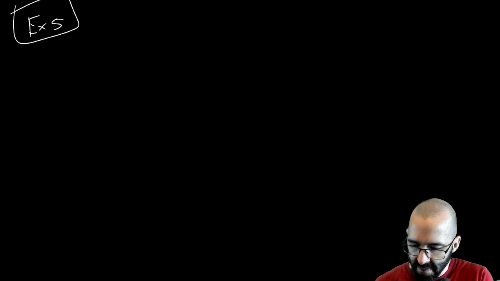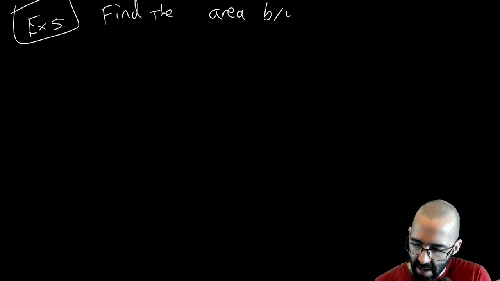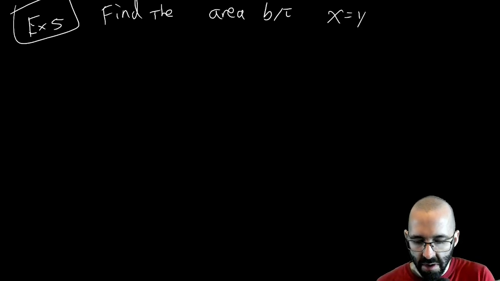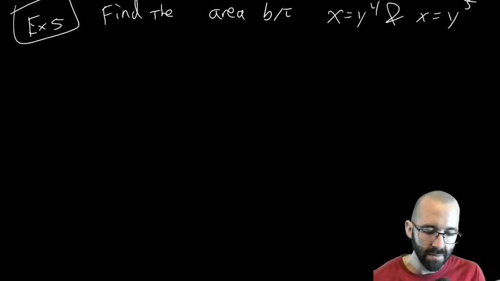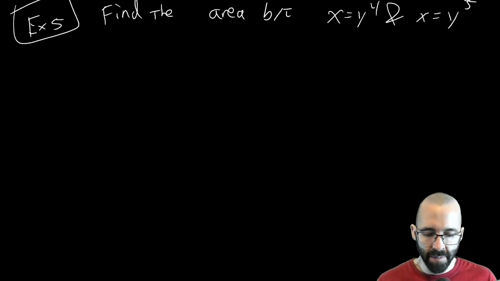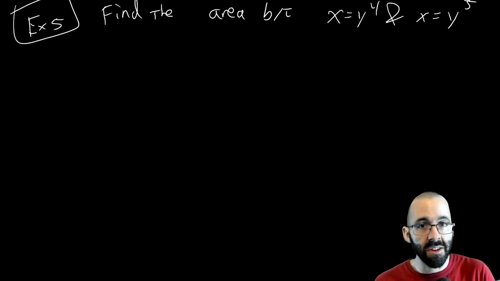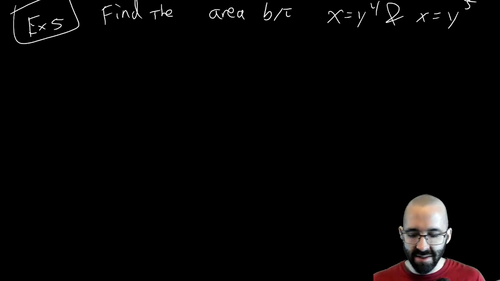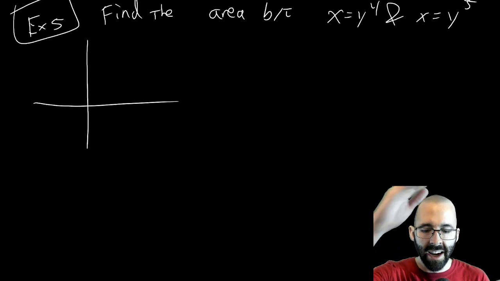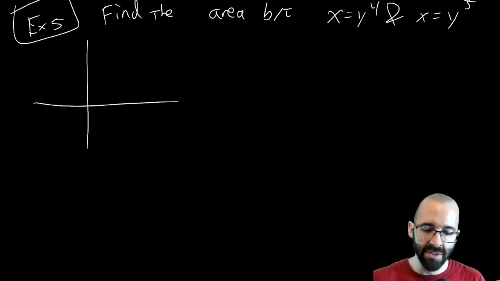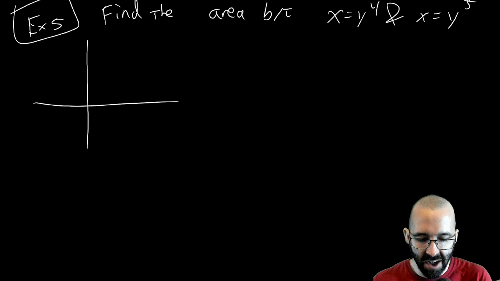All right, let's do the last example, example 5. Find the area between x equals y to the 4th and x equals y to the 5th. So y to the 4th and y to the 5th look a lot like x to the 4th and x to the 5th, just sideways. If you switch the x's and the y's, that's reflecting it around a diagonal line. Inverse functions. Remember that from precalculus.